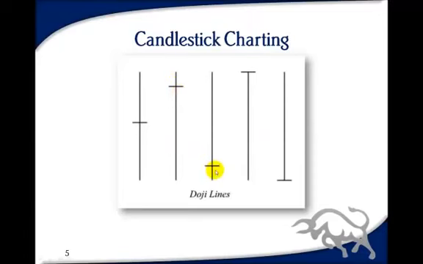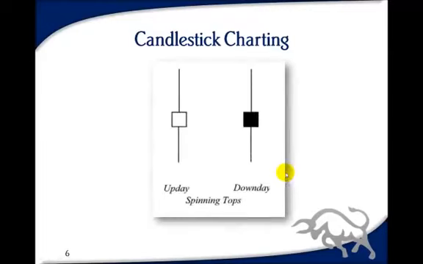Again, doji can reverse trends in either direction, but the dragonfly with the body at the top tends to be bullish, and the gravestone with the body at the bottom tends to be bearish. Going on from that, the next progression would be spinning tops. They're so called because they've got small bodies. It's just a progression on from the doji, with a little bit more certainty in the market, but not much.